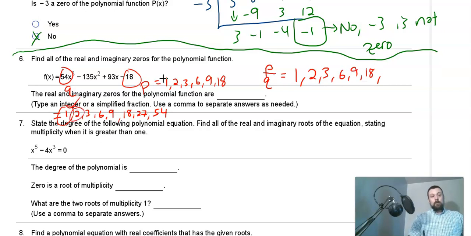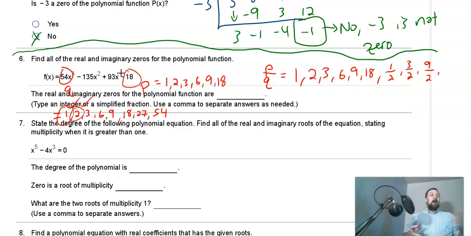Then we do q equals 2. 1 divided by 2 is 1/2. 2 divided by 2 is 1, already on my list. 3 divided by 2 is 3/2. 6 divided by 2 is 3, already on my list. 9 divided by 2, that's a new one. You almost thought we were done, right? But nope, there's that extra one there. And then 18 divided by 2 is 9, already on my list. That takes care of q equals 2.